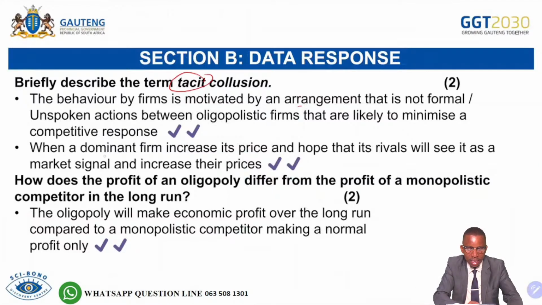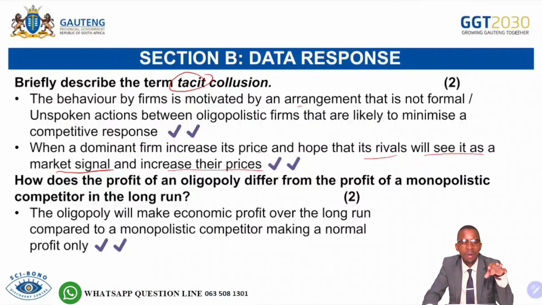Then we continue. When the dominant firm increases its price and hopes that its rivals will see it as a market signal and increase their prices too. Remember, implicit collusion is informed or encouraged by what we call the price leadership process, whereby the firm that is regarded to be price leader will set the price and other firms will copy the strategy without any formal agreement. So there's a price leadership process in there. Who is the price leader? A price leader can be a firm that is regarded to be a dominant firm. That's a firm that has at least 32% market share and above within the market, can be seen as a price leader or dominant firm.